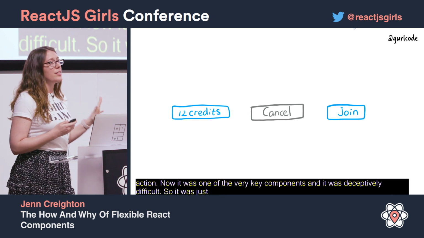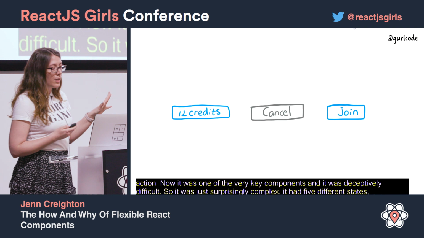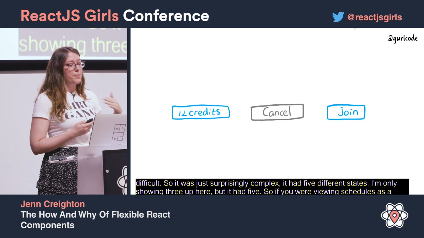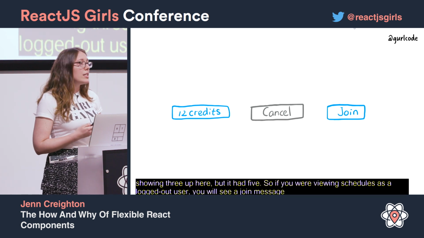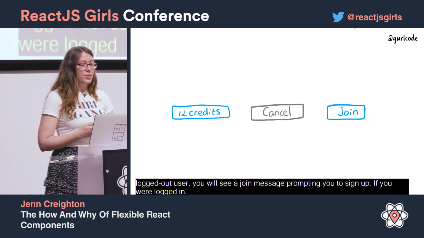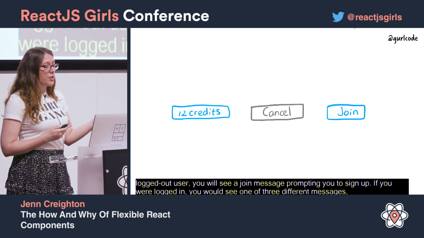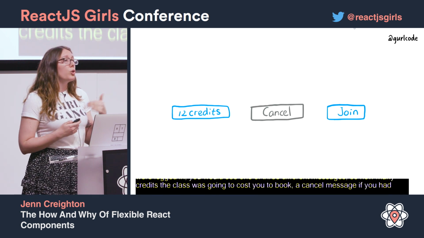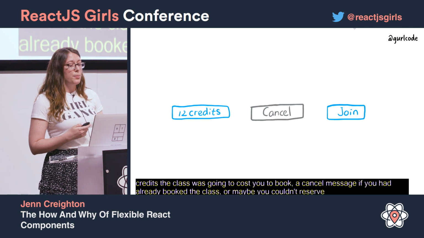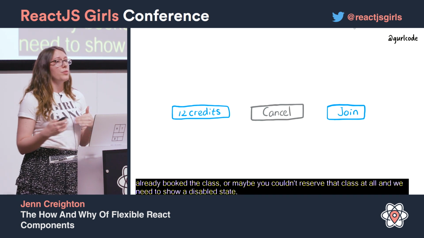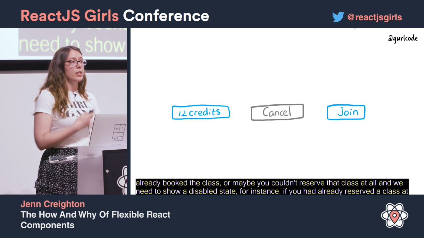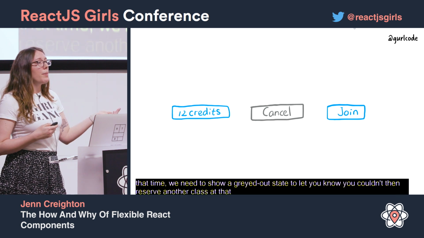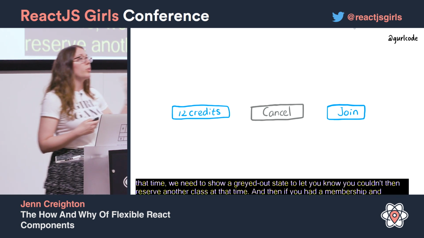It had 5 different states. I'm only showing 3 up here, but it had 5. So if you were viewing schedules as a logged out user, you'll see a join message prompting you to sign up. If you were logged in, you would see one of 3 different messages. So how many credits the class was going to cost you to book, a cancel message if you had already booked the class, or maybe you couldn't reserve that class at all and we need to show a disabled state. For instance, if you had already reserved a class at that time, we need to show a grayed out state to let you know you couldn't then reserve another class at that time. And then if you had a membership and then canceled it with us, we were going to show you a reactivate message.